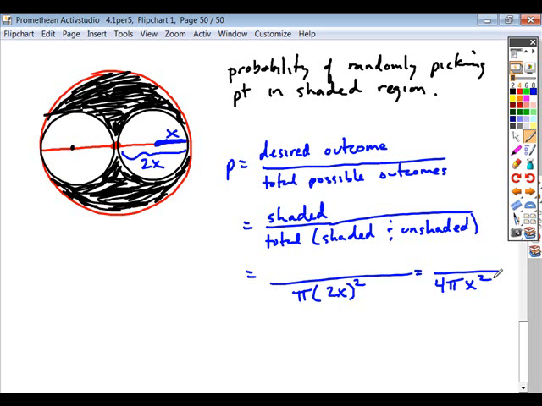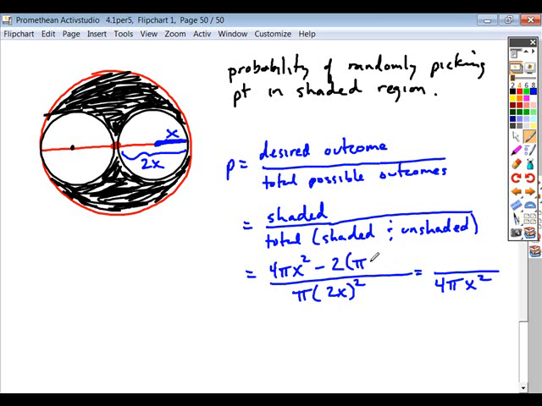Subtract the two small circles from the large circle. So we already know what the large one is. We calculated that here. So here's the large circle, 4 pi x squared. And from that, we're going to subtract 2 of the small circles. What would the area formula be for each individual small circle?